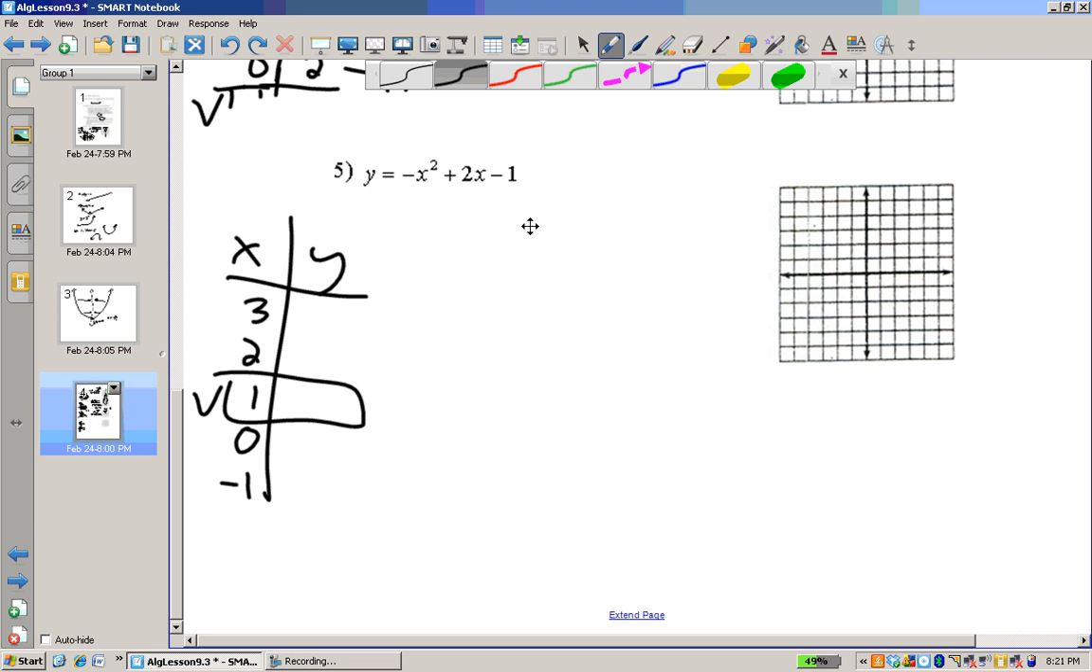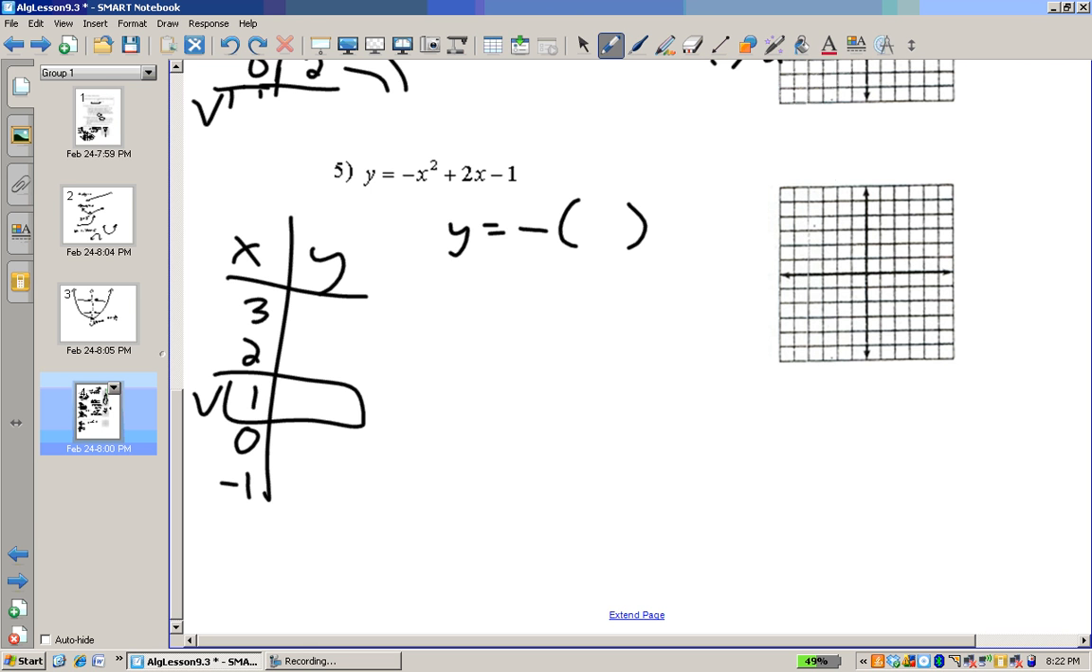We need to plug this in. Three will plug in. 3 squared is 9. There's the opposite of 9. 2 times 3 is 6. Negative 9 plus 6 is negative 3, minus 1, negative 4. Plug in 2. 2 squared is 4, opposite of 4. 2 times 2 is 4, minus 1. Negative 4 plus 4 is 0. Minus 1 is negative 1.